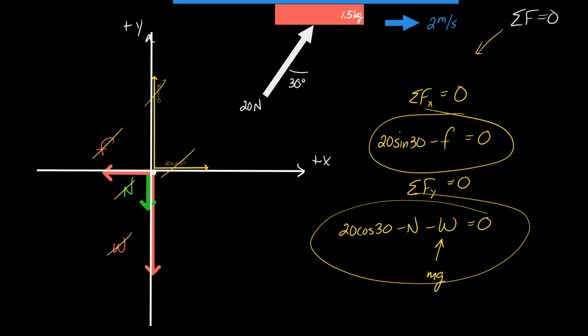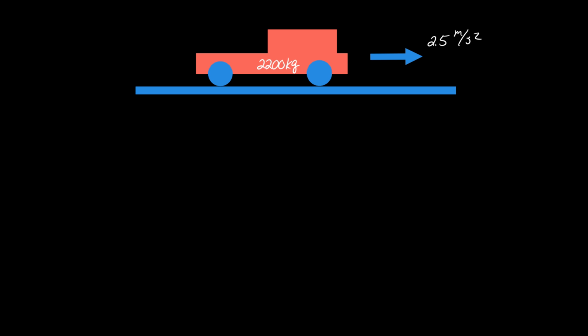So we're going to do another example. You guys good for it? Yeah. All right. So let me set up this next example. So I have a truck. It's going to be accelerating to the right. It accelerates at 2.5 meters per second squared. The truck has a mass of 2,200 kilograms. The engine supplies a constant force to the truck to the right of 7,000 newtons.